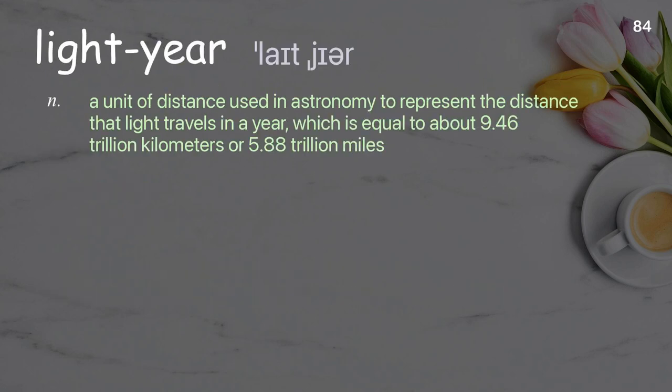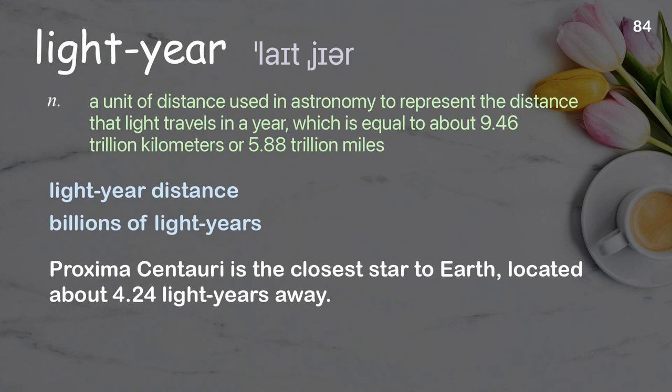Light year: a unit of distance used in astronomy to represent the distance that light travels in a year, which is equal to about 9.46 trillion kilometers or 5.88 trillion miles. Examples: light year distance, billions of light years. Proxima Centauri is the closest star to Earth, located about 4.24 light years away.